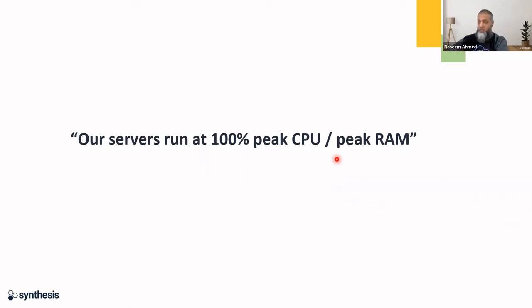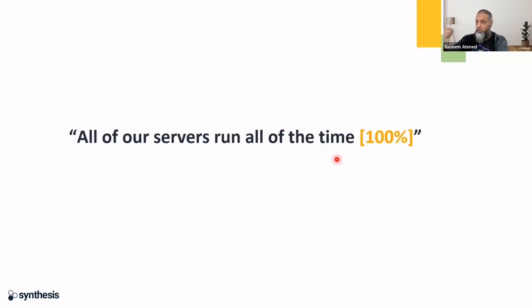People are going to say our servers run 100% peak CPU, peak RAM, right? First off, nobody should actually admit that they are running their servers that hot, and it's very, very unlikely that your servers are running at that speed. So you're definitely over-provisioned within your environment.